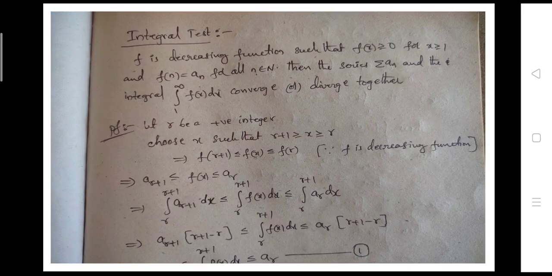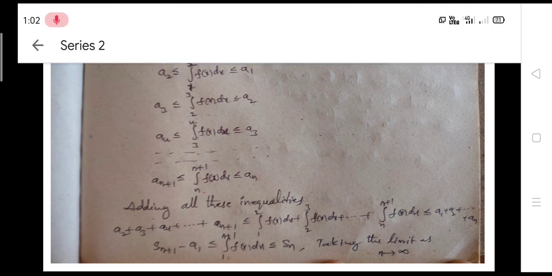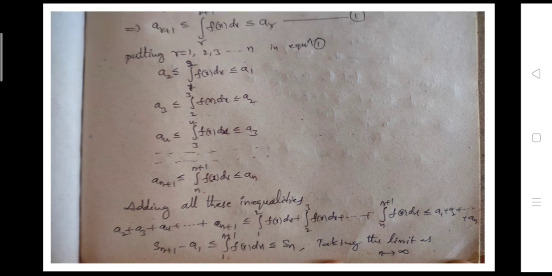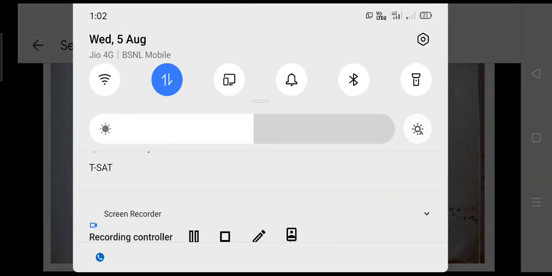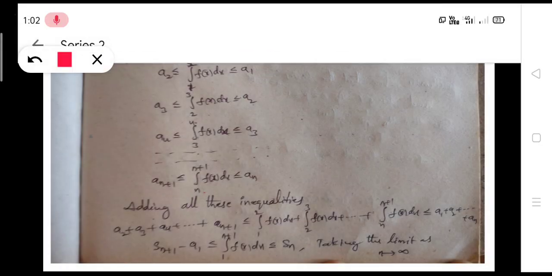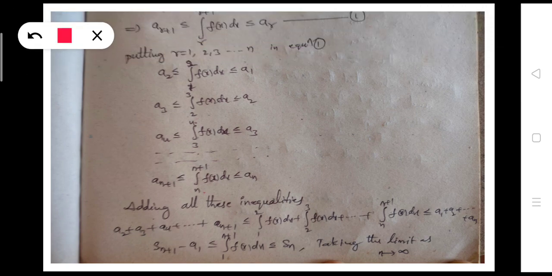Okay, in the previous slide we have seen, r+1 to r, that a(r+1) is less than or equal to integral r to r+1 of f(x) dx, which is less than or equal to a(r). And also we have seen putting r equal to 1, 2, 3 and so on to n in equation 1. What is the left side part here? r equal to 1, that is a2, r equal to 2, that is a3, r equal to 3, a4 and so on like this. r equal to n, that is a(n+1).